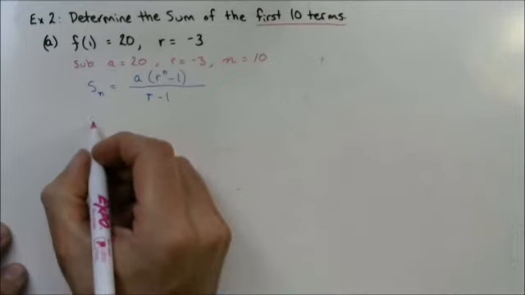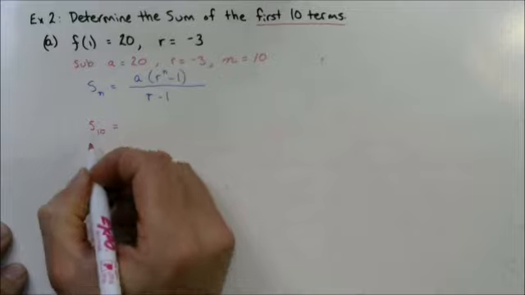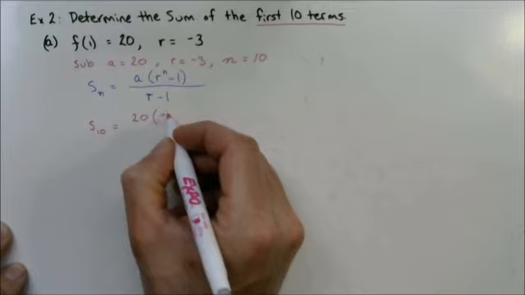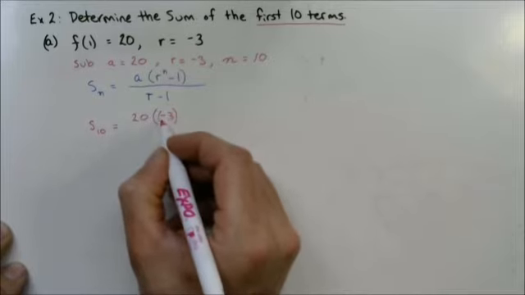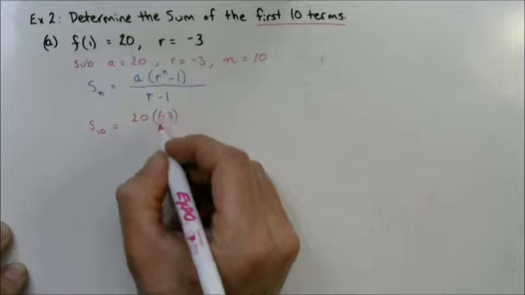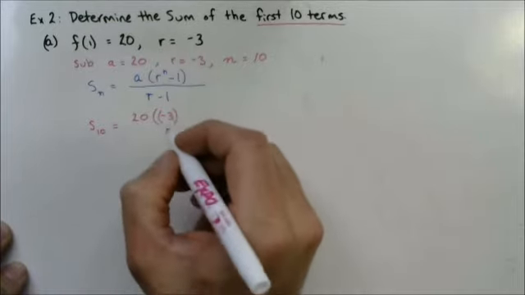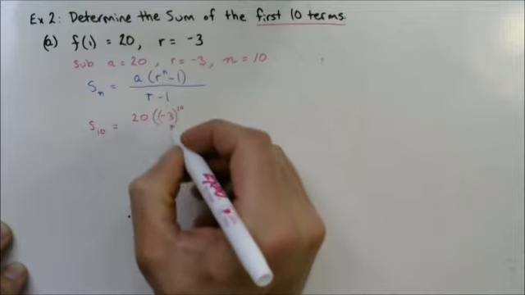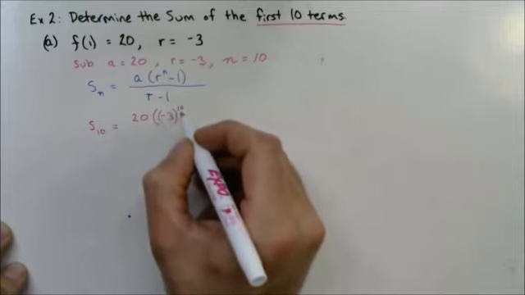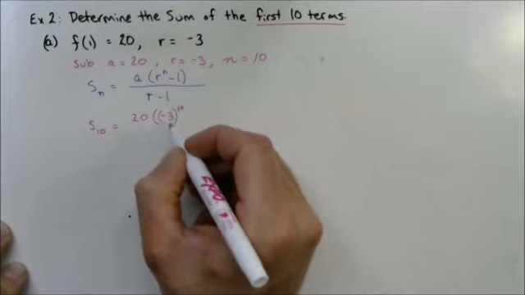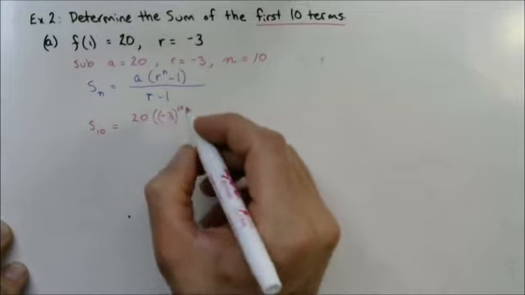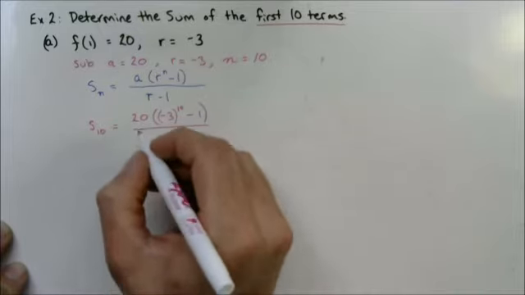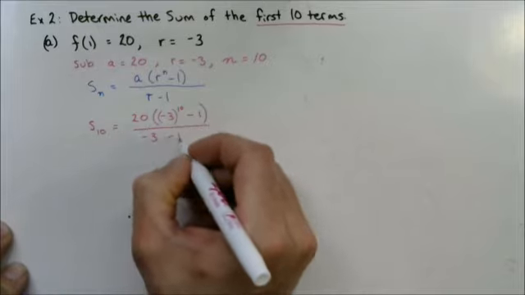All right, so we're subbing in what we know. We're finding the sum of the first 10 terms. We've got an a of 20. We've got an r of negative 3. I'm going to keep that negative sign with the 3. This bracket is very important, especially if you're going to be working on your calculator. You need to bracket that negative sign. In this case, it ends up not mattering because 10 is, oh no, it matters very much because 10 is even. So this is going to come out as a positive. Minus 1, and looking to the denominator, we've got r of negative 3 and minus 1.